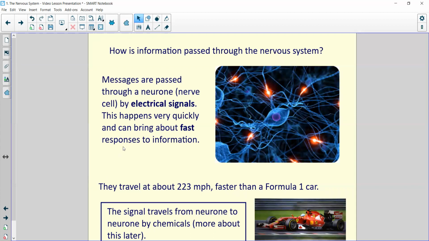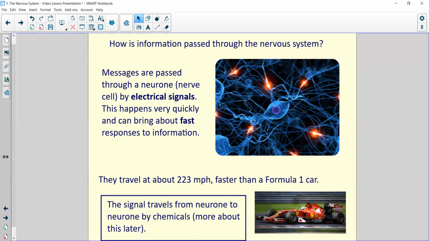So the actual speed, as an estimate, an average speed would be about 223 miles an hour that these impulses fire along our neurons. So that's faster than an F1 car. The signal travels from neuron to neuron by chemicals. So when the signal reaches the end of one neuron's fiber, it has to cross a little gap before it can move on to the next neuron. There are chemicals involved in moving the impulse from one neuron to the other over the gap. But we'll have a look at this in a bit more detail later.